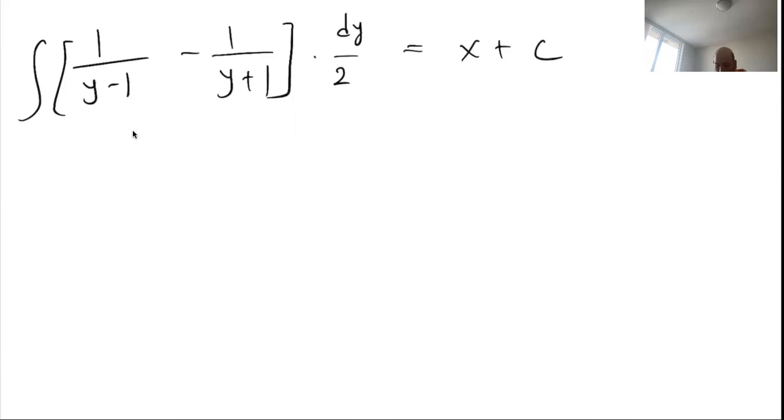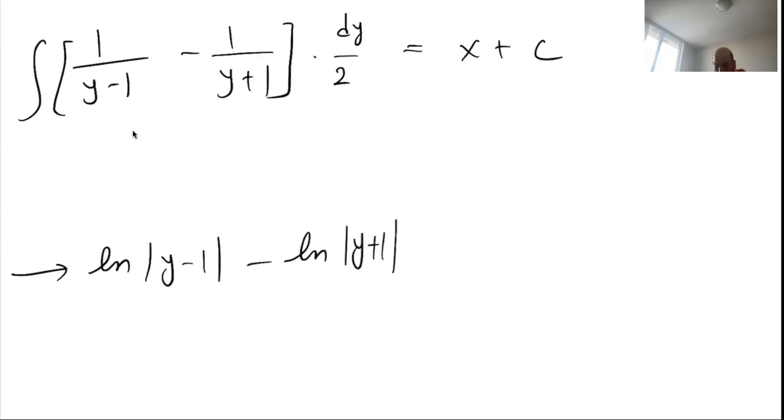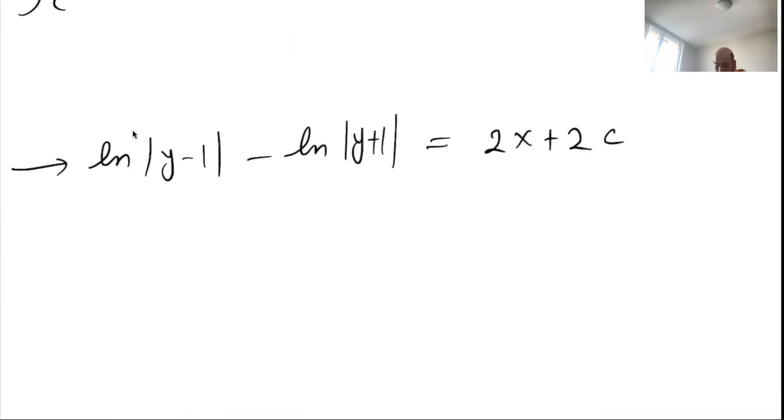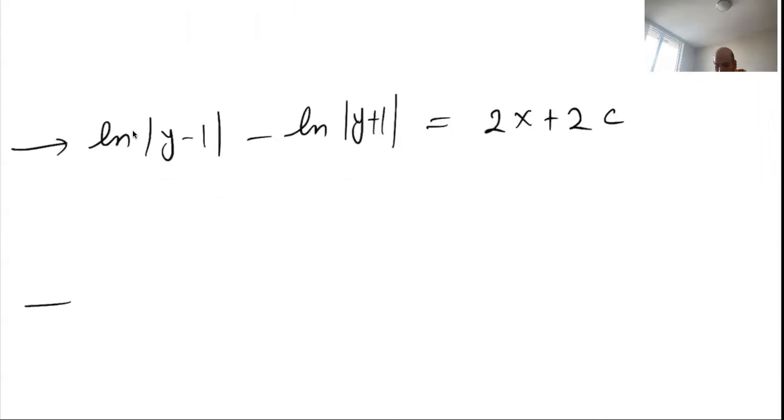Then I will have ln absolute value y minus 1 minus ln absolute value y plus 1. If I multiply both sides by 2, I'll get this is equal to 2x plus 2c. And then I can write this as ln of absolute value y minus 1 over y plus 1 equals 2x plus 2c.